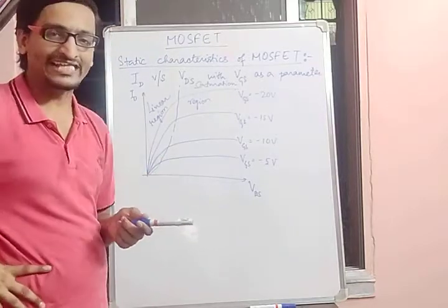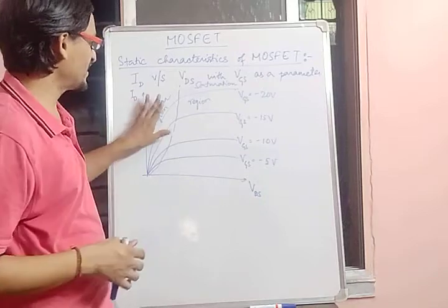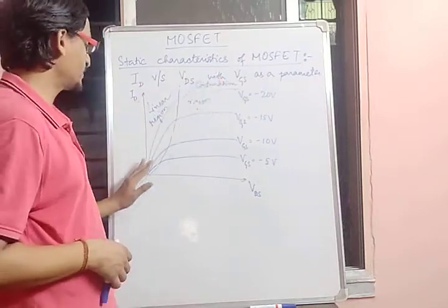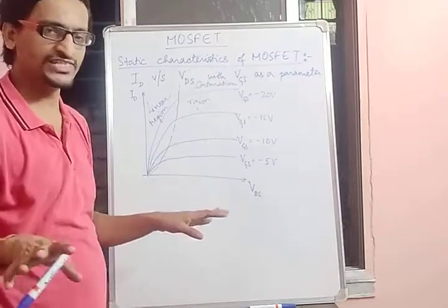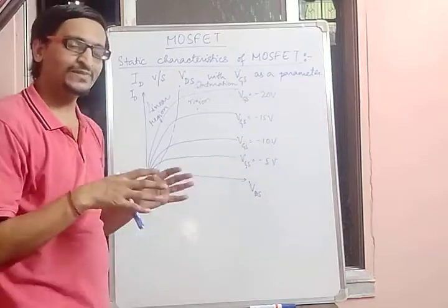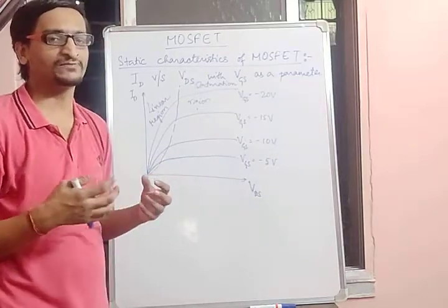So how are we getting this? Let us discuss this. As you can see, there are basically two regions, linear region and a saturation region. Let us consider the graph for any value of VGS, say minus 10 volt only. So we are applying a negative voltage at gate terminal with respect to source.